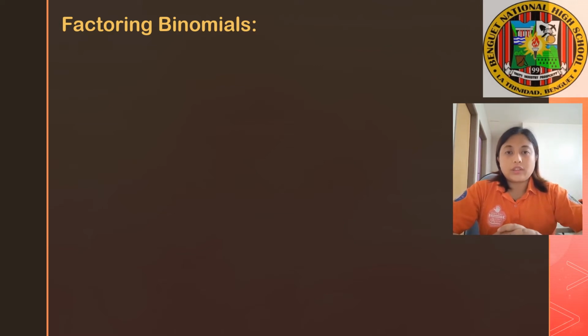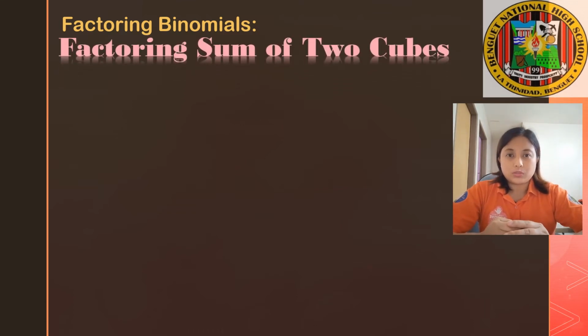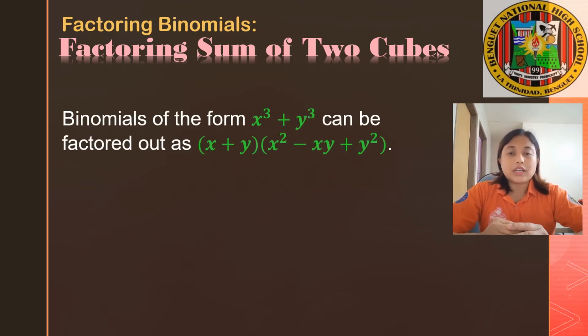We continue with factoring binomials, this time in the form of the sum of two cubes. These types of binomials can be factored out by following the pattern as shown here. As you can see, their factors are composed of the quantity x plus y and the quantity x squared minus xy plus y squared. Just like what you've learned from factoring the difference of two squares, x and y represent the roots of the terms of the binomials. Take a look at the following examples.